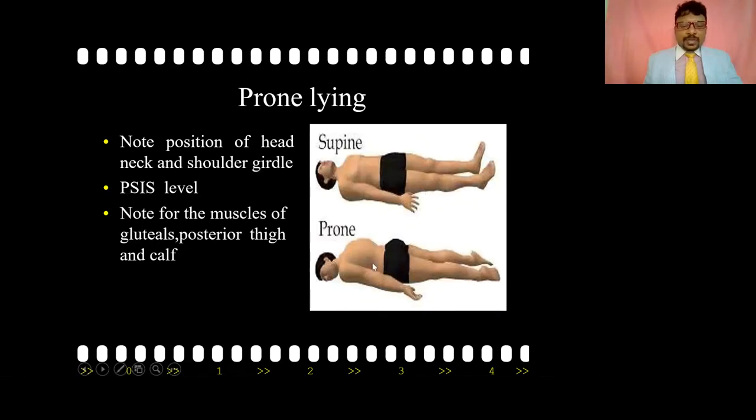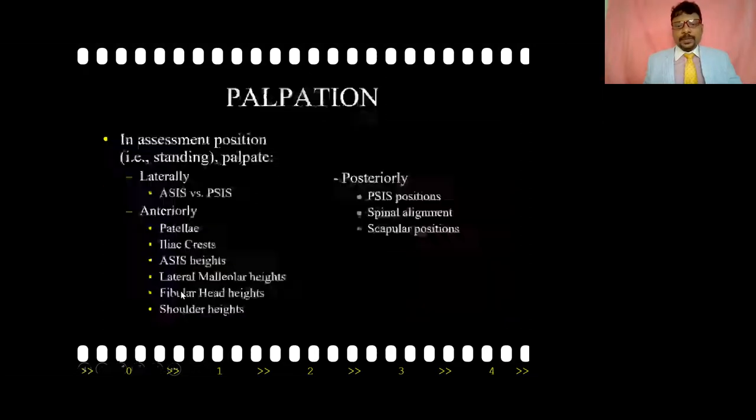In prone lying, we are going to look at the shoulder girdles and whether they make contact, and also the neck position and head position, the PSIS, the posterior superior iliac spine, and the posterior thigh and calf, to observe any abnormality or not. These are what we check in the prone lying position.